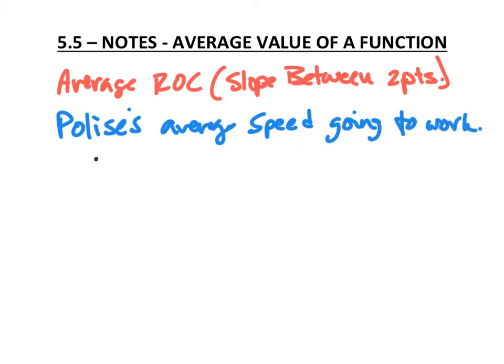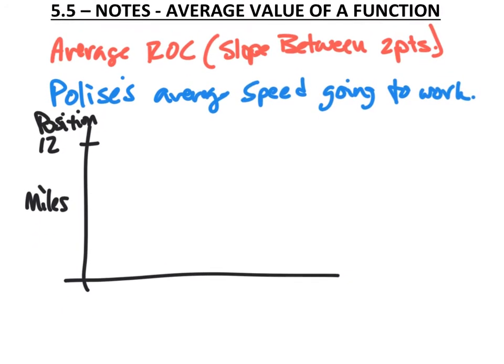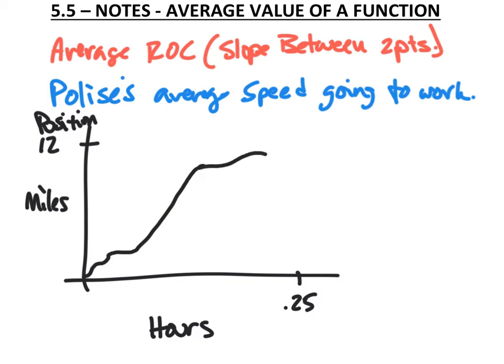And so remember what we did was we took a position graph, and what we knew is that Mr. Police lives 12 miles away, this is miles, and we knew that it took him 0.25 hours, okay? And so we had this position function where he leaves and he stops and he goes and he stops and he goes, and then he goes on the highway for a bit and then stops and goes and gets to his final destination.